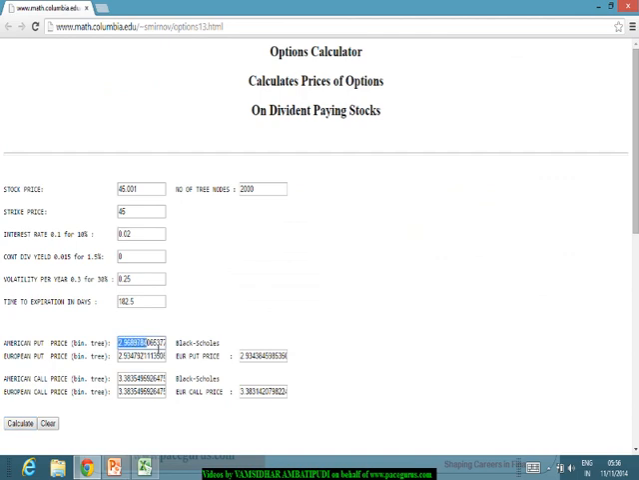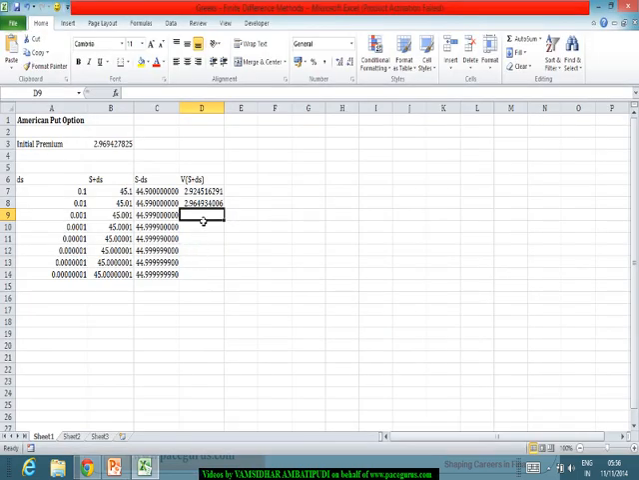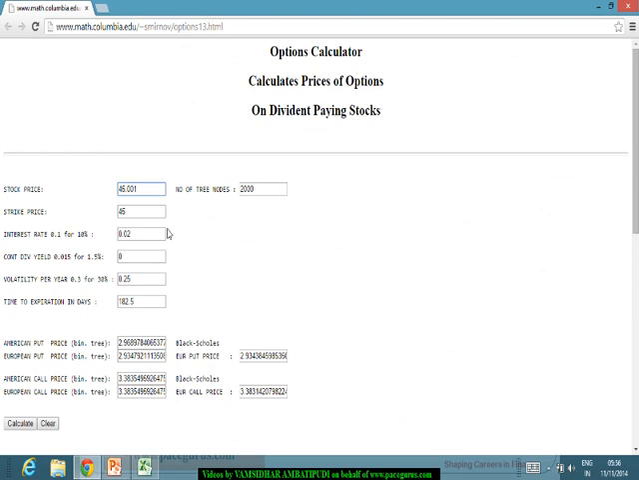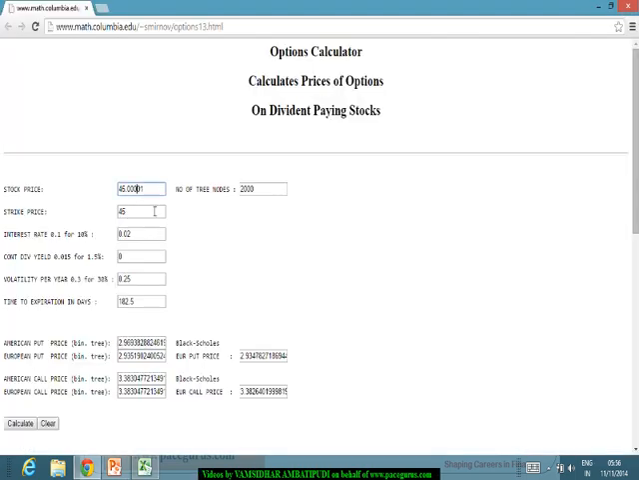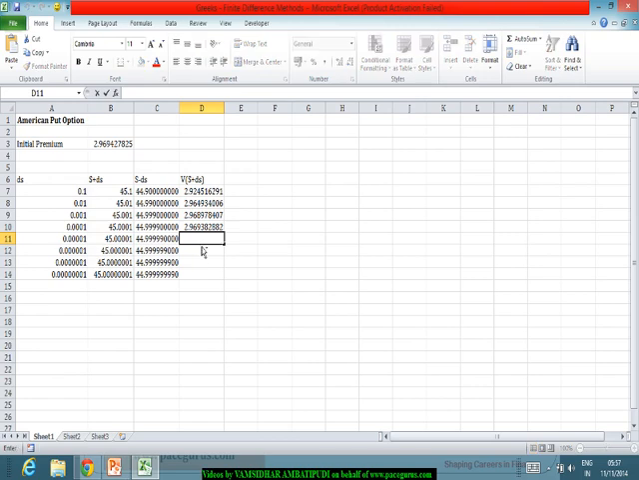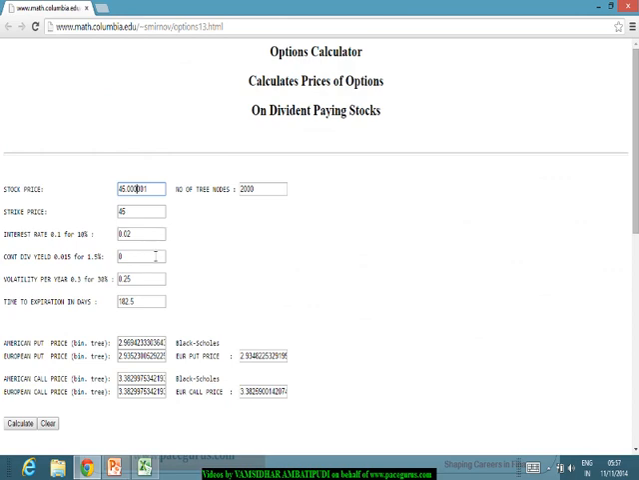Okay, so this forms the number for 45.001, the value of the American put option. One more zero being provided. All right. One more zero. Let me see what difference comes out. That's the intention of this exercise. Similarly, one more zero.